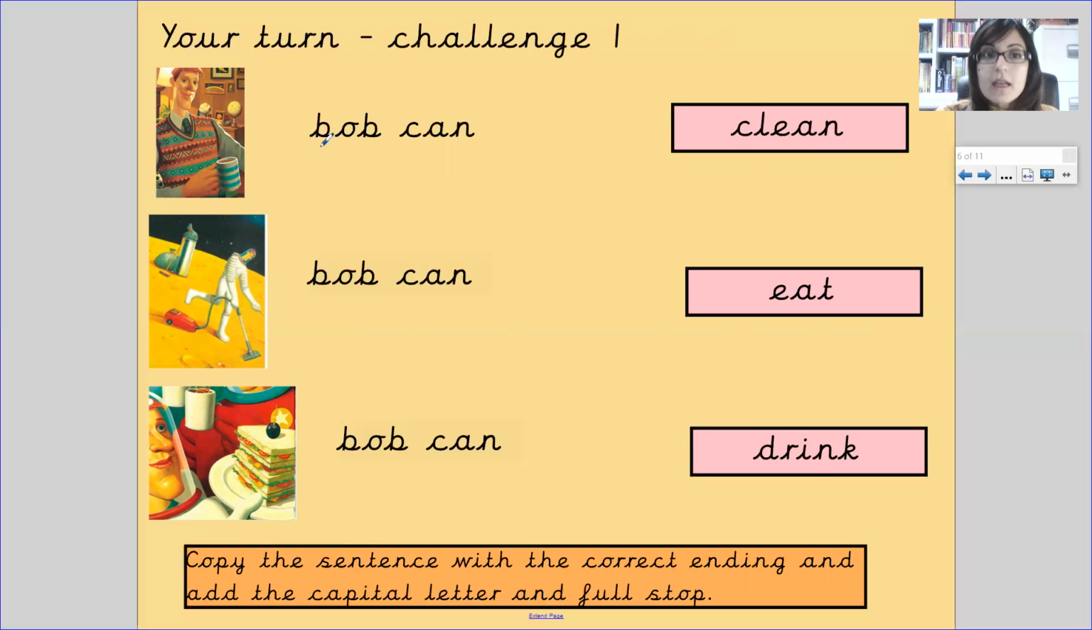And remember, what has Mrs. Jalaf left out this time for you? Yes, you need to add your capital letter and your full stop at the end of the sentence. So remember, when you're writing your sentences of what Bob can do, Bob can eat, need a full stop and a capital letter. Bob can clean, remember your capital letter and full stop. And Bob can eat, capital letter and full stop.